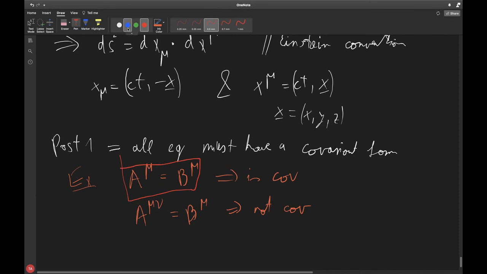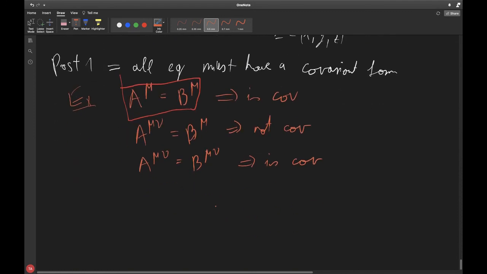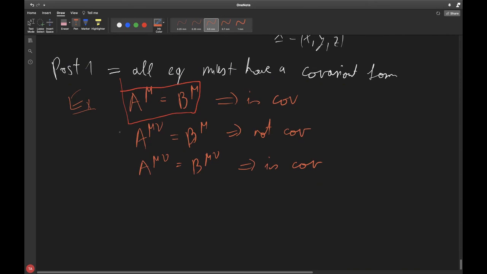Of course, we can have any number of indexes. That's fine. So a mu nu equals b mu nu is going to be fine. This is covariant, and so on. You can have any number of indexes if you want, they should just be the same in both sides. So let's introduce one more interesting thing, which is called the covariant differential operators.